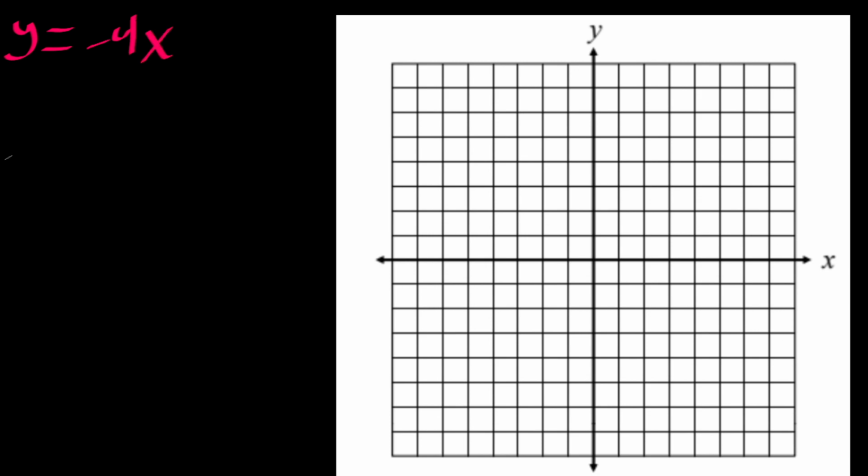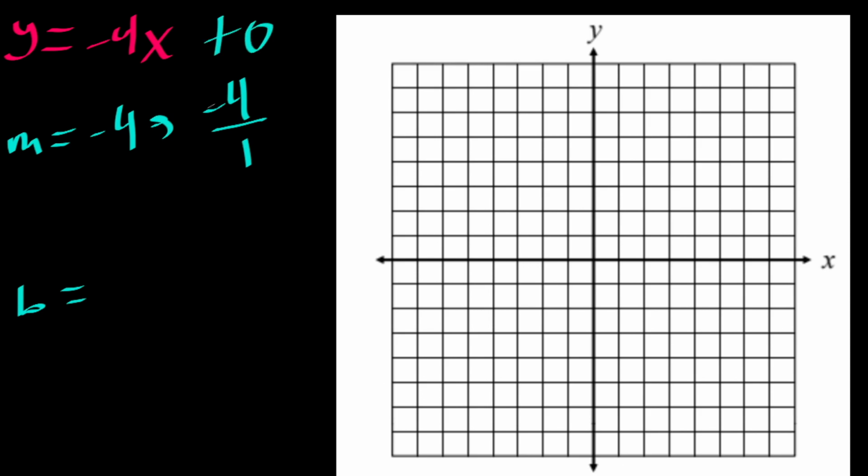So let's find m and b. M is equal to negative 4. We can also write that as negative 4 over 1. Now, what is b? I don't see b there. It's actually like saying plus 0. So if nothing's written, added, or subtracted at the end, you just assume it's plus 0, so that means 0 is b, which means 0, 0 is the start point.